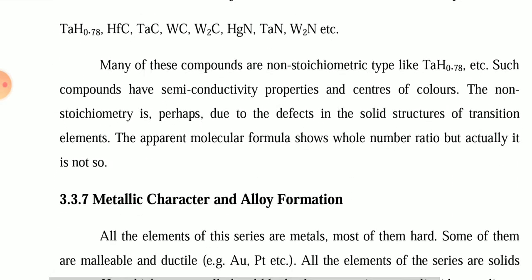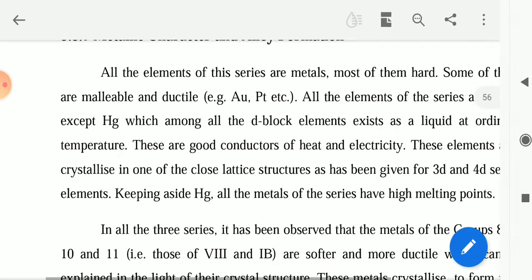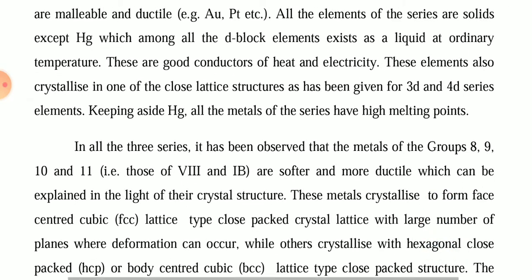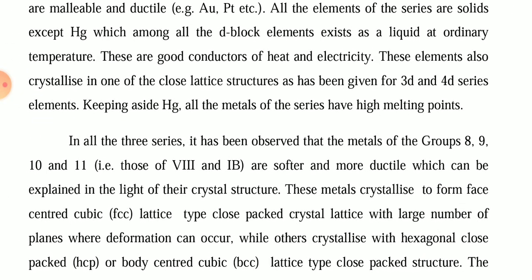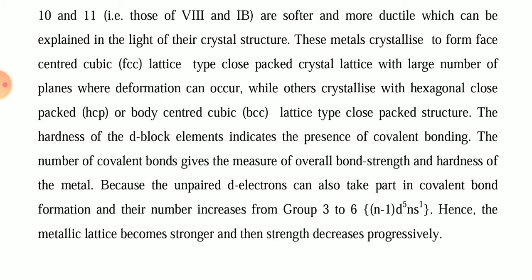Okay, next is alloy formation. You can see there are some examples like silver, gold and platinum used for alloy formation. Just like the 3D and 4D transition series, the third transition series also makes alloys by combining with other metals. They also have a crystal form, and the metal crystalline is an FCC type of crystal lattice with a large number of planes. Okay, so these are the simple alloys.